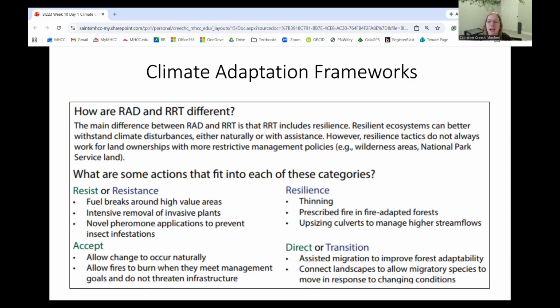Resilience is going to be actively trying to make your habitat more able to withstand disturbance. So that's going to be thinning, doing prescribed burns, making culverts, trying to prevent things before they happen. And then direct or transition, that's going to be assisted migration, try and get your forest set up to be more adaptable, try and connect landscapes together to allow more migratory species through. So that's trying to guide it into the future, direct transition.